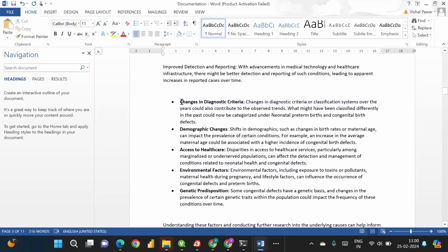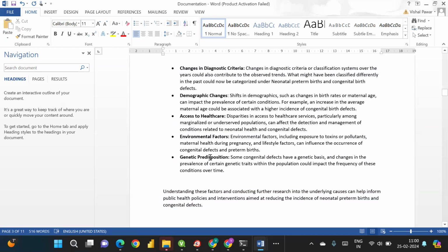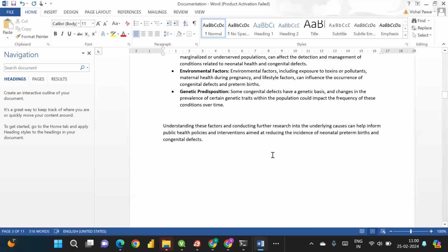These are the reasons why it has not dropped: changes in diagnostic criteria, demographic changes, and access to healthcare. Access to healthcare is an important factor for mothers, so that they can be healthy during pregnancy and have a healthy child. Also, environmental factors play a crucial role, and genetic predisposition is the key reason for congenital and neonatal defects in children.